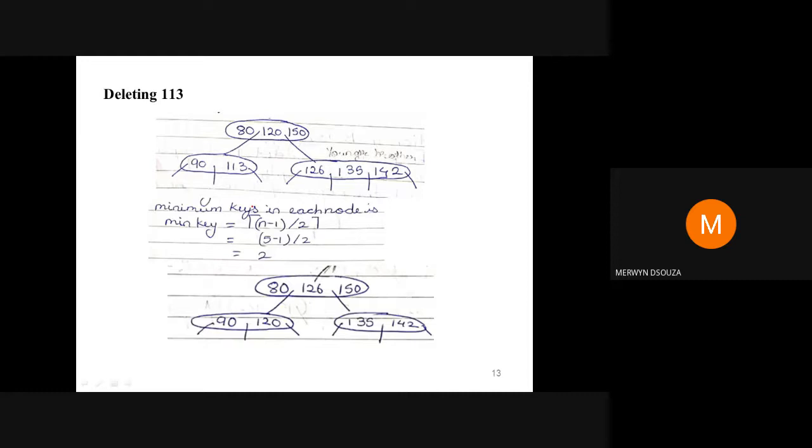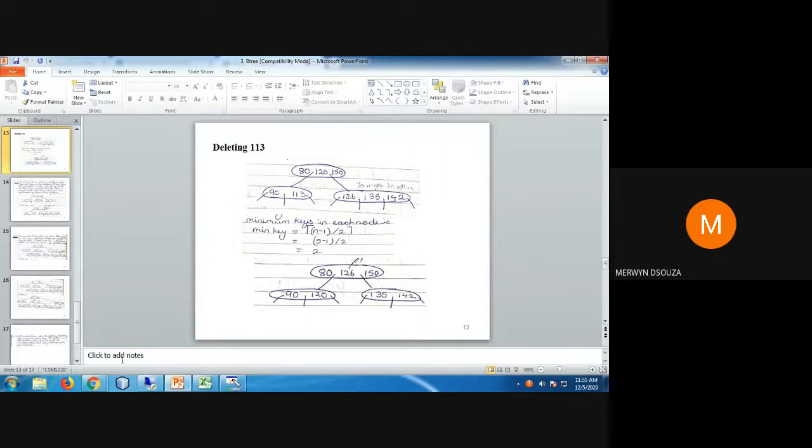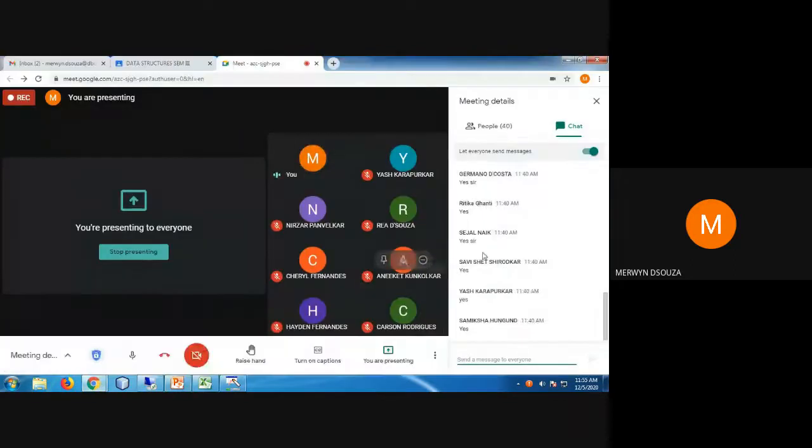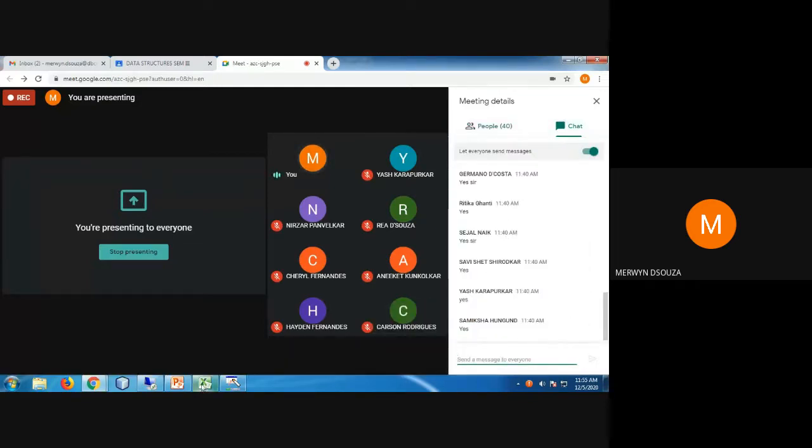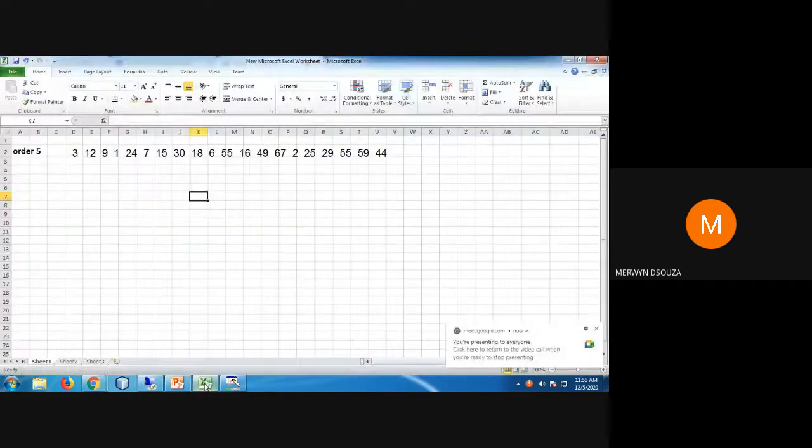Is it okay with the deletion? Have you all understood deletion? B-tree deletion. Okay. Let's quickly construct one tree then, a B-tree. Okay. I'll show you how to construct one B-tree. Yesterday we had seen, so you can all try.